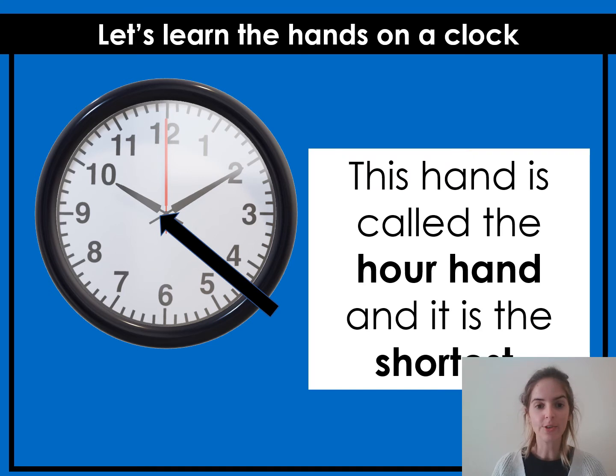This hand is called the hour hand and it is the shortest. So again, our arrow is pointing up over here and I'm just going to circle our hour hand and it is the shortest one. So we have the long hand, which is the minute hand, and the short hand, which is the hour hand.